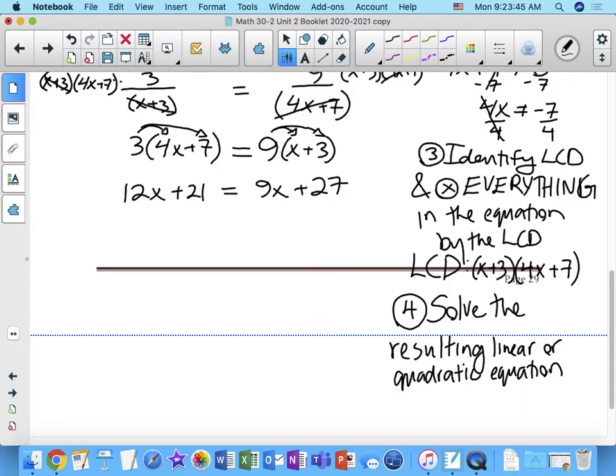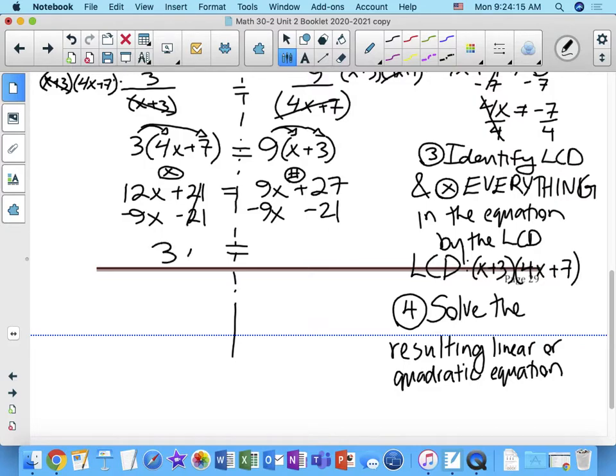All right, so maybe I'll subtract 9x from both sides. If you had cross multiplied though, you would have still ended up with this line, right? And then I'll subtract 21. So I'm collecting numbers on one side. This is my x side and this is my number side. Here's all my equal signs. So this is gone, and I get 3x equals, this is gone, and I get 6. So divide by 3, and I get x equals 2.